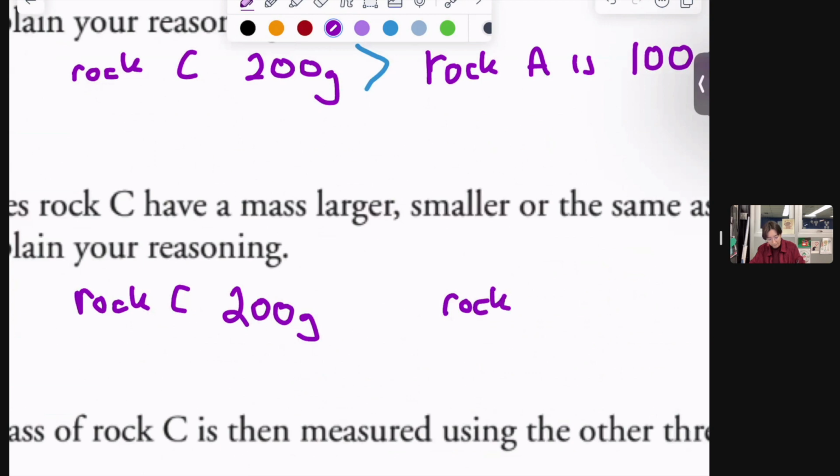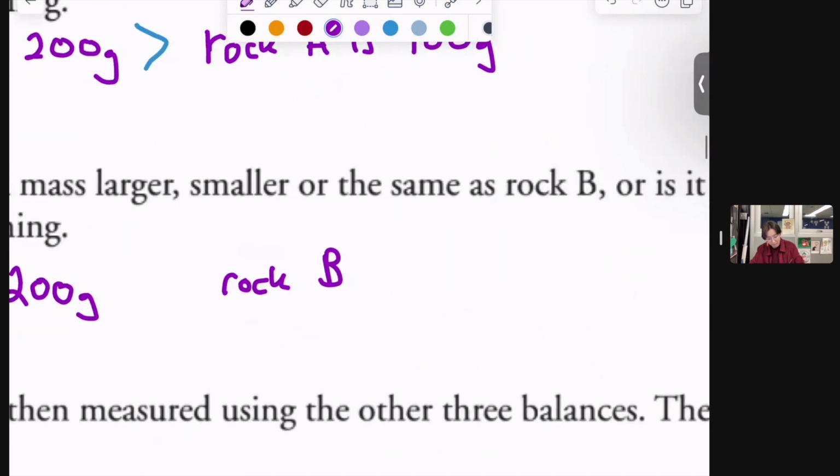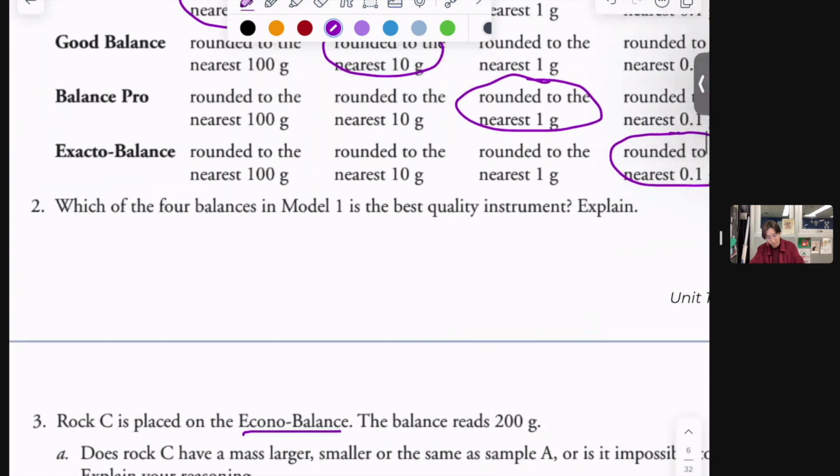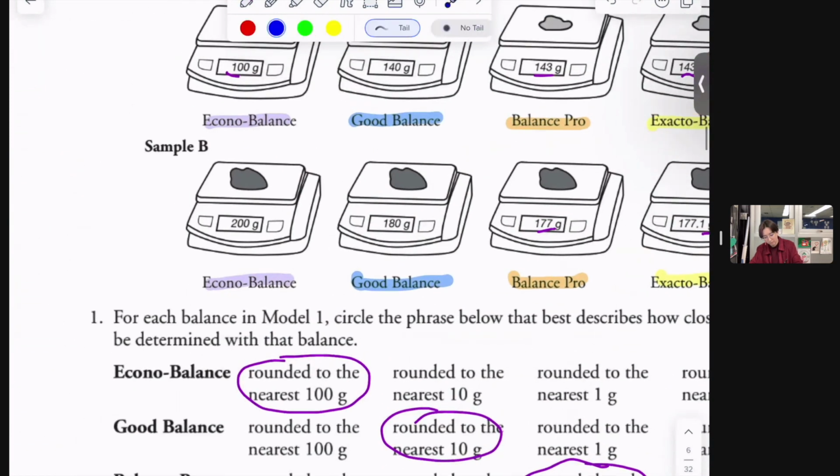I have rock C, which is measuring at that many, and I have rock B, which is measuring at 200 grams. So we're getting two readings that look like this, right? But is rock B actually 200 grams? Is rock C actually exactly 200 grams? That's the real question. So with this tool only, can we tell which one is actually bigger or smaller? Or can we be sure that they're exactly the same size? Answer is no, we can't be sure.